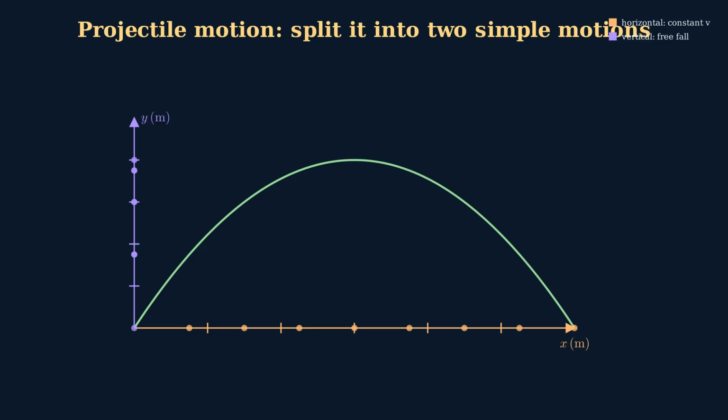The horizontal motion runs at constant velocity, no acceleration ever. Up the wall, the marks bunch near the top and spread near the bottom. That's free fall, speeding up under gravity. So we split the launch velocity once, at the start. V naught cosine theta feeds the horizontal motion, V naught sine theta feeds the vertical. Two easy 1D problems, solved separately, then recombined. That is the whole method.